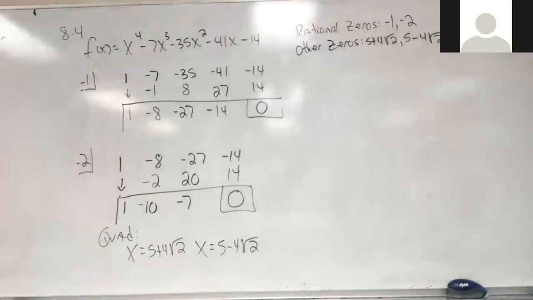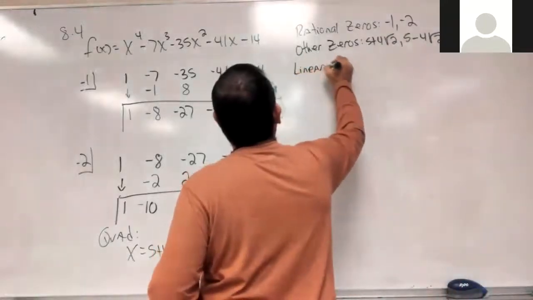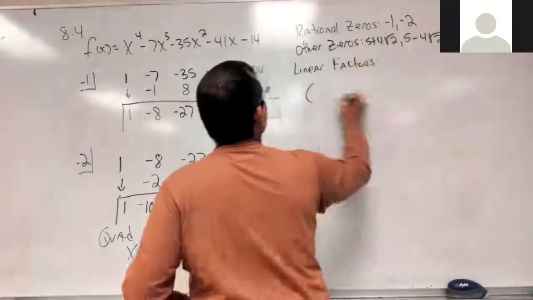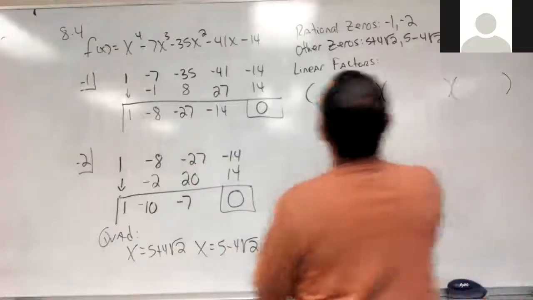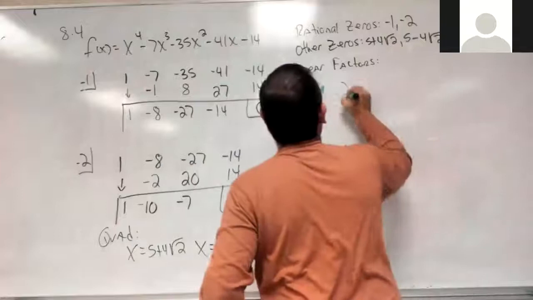Oh, what was the other thing? Linear factors. It makes sense now, doesn't it? So this one had 4 parentheses, right? Whoops. Let me make them a little smaller. I got people watching on that. All right, how about this?